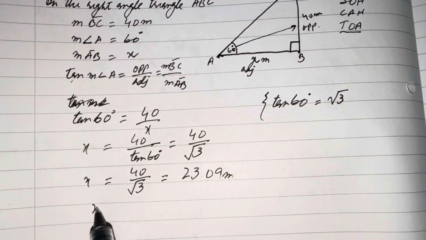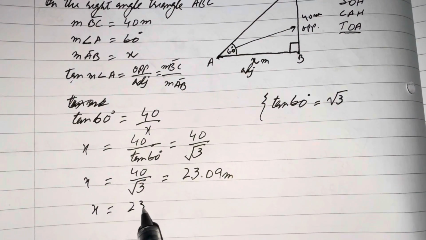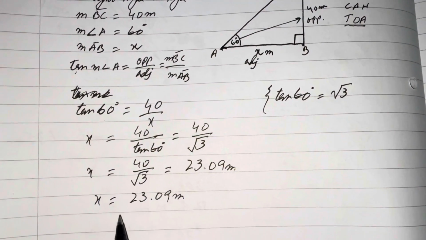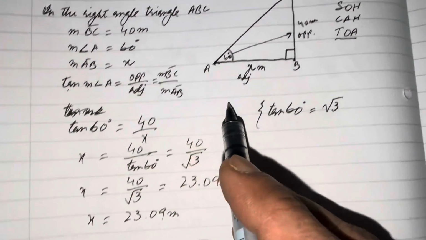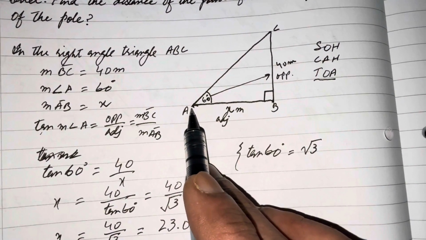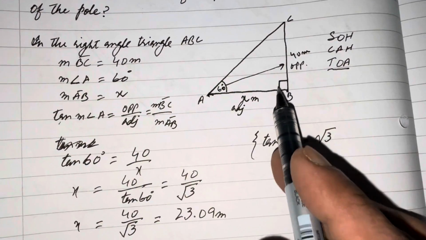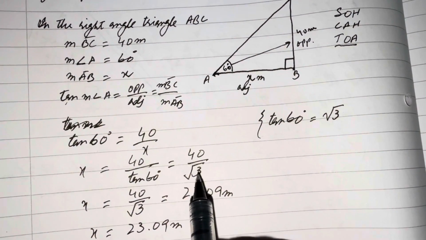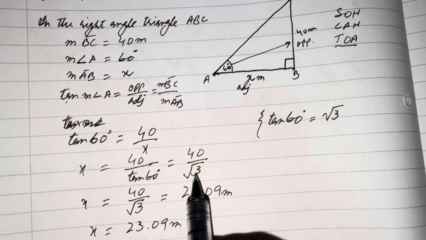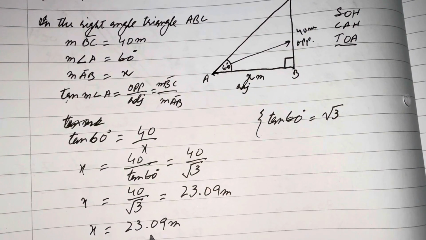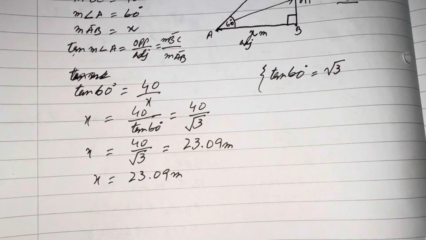So we can say that the value of X is 23.09 meters. So that's the length. X is the length of AB, and AB is the distance between the point A and B. So we can say that the distance of the point from the foot of the pole is 23.09 meters.